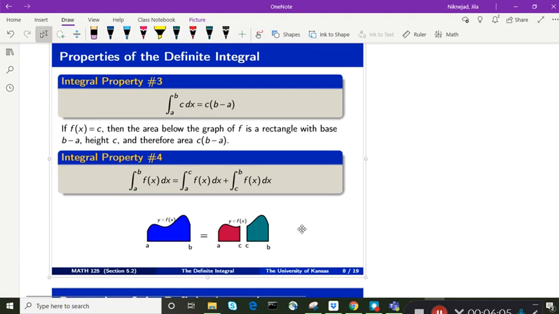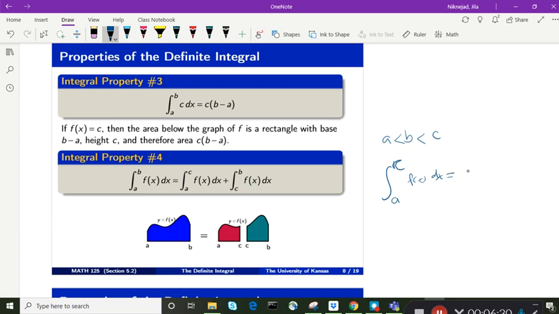And so this is what's going to happen. So what if C is not between A and B? Let's say C is not between A and B, and the order is A, then B, then C. So in this case, I can break down the integral from A to C of f of x dx. Don't forget that dx. dx tells you what the variable for the integral is.